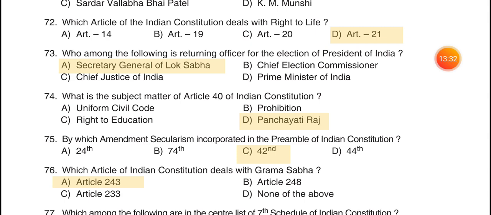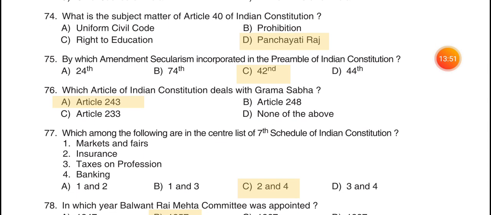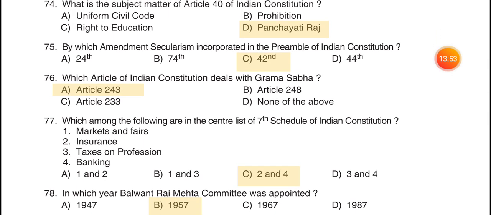74. What is the subject matter of Article 40 of the Indian Constitution? Option D, Panchayati Raj. 75. By which amendment was secularism incorporated in the preamble of the Indian Constitution? Option C, 42nd. 76. Which article of the Indian Constitution deals with the Grama Sabha? Option A, Article 243.